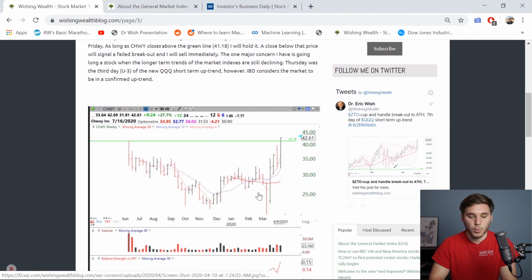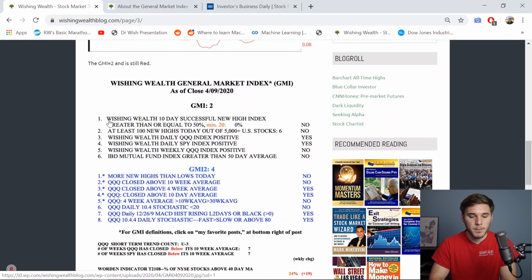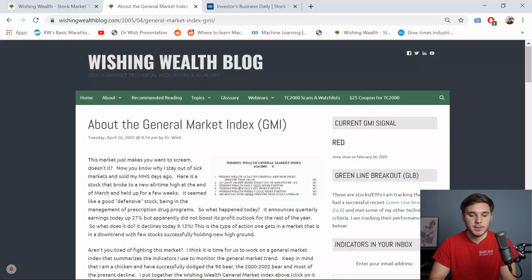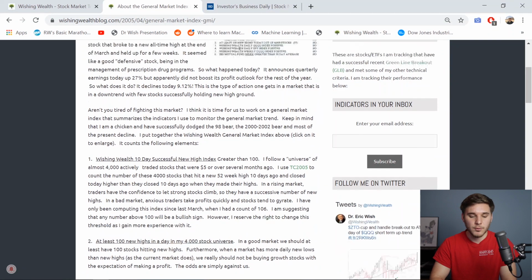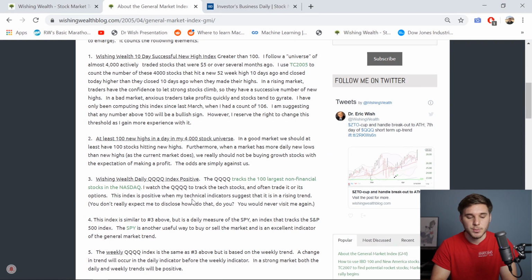And if you're wondering what each component means, he first looks for new highs. He's got 2 criteria for that. Then he's got his own proprietary short-term uptrend indicators for the QQQ and SPY, then a longer term one. And then he also takes a look at the IBD Mutual Fund Index and whether it's above or below that 50-day moving average. And I'm not going to explain each component here because Dr. Wish explains it for himself right here in this article, which will be in the description.